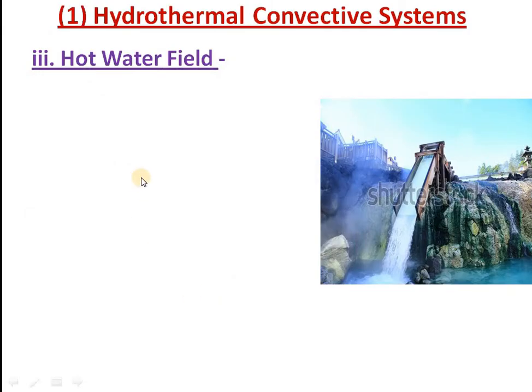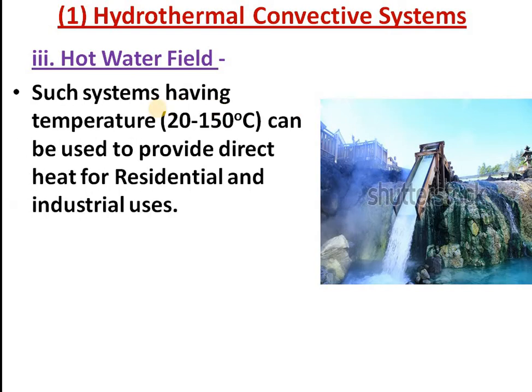And the third category of hydrothermal convective system is hot water flow. Okay, here water pressure is not so high. So what happens? The emerged water from the holes and the openings on the crust, they are stagnant, means stationary. They don't move. They don't form any spray. They don't form any fountain. They simply get stuck in a small pond-like structure.